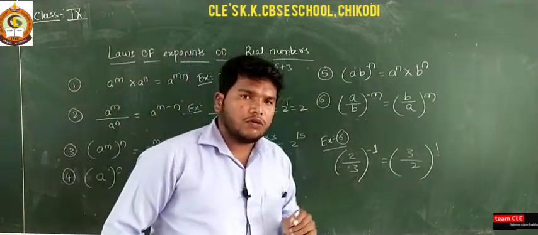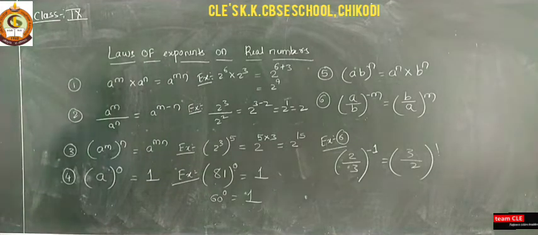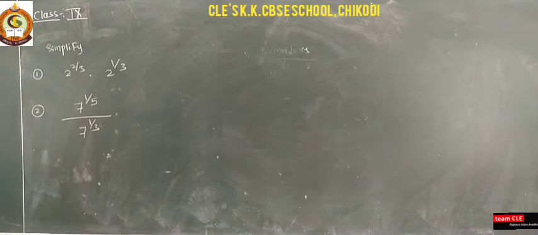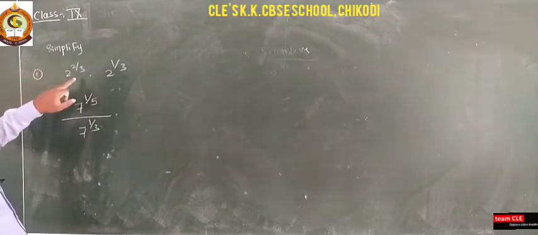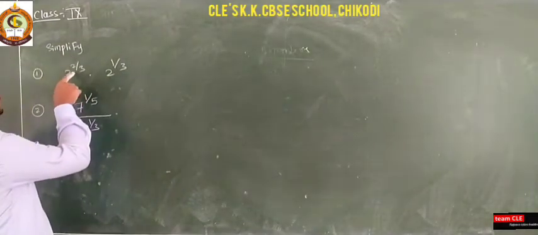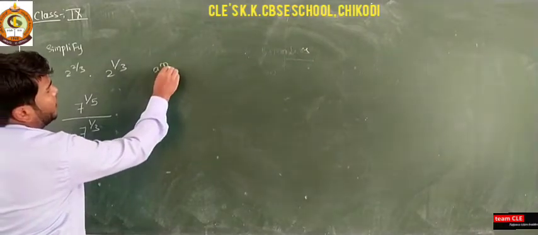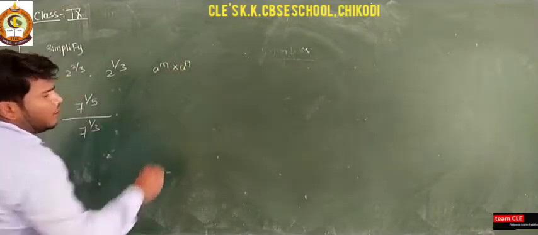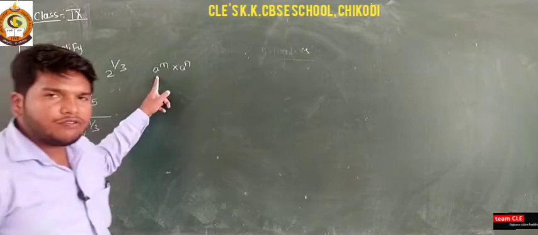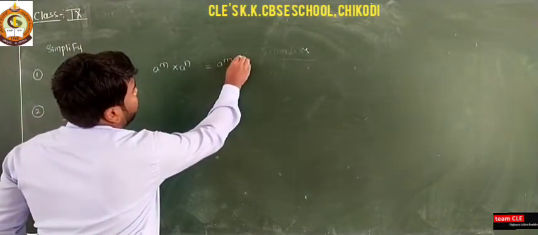Go through this video and take some of the problems, and some more examples I am going to solve. So now I am going to solve some more examples, that is, simplify, from your textbook, that is in the form of a^m. That is, first one, 2^(2/3) into 2^(1/3). This is of the form a^m into a^n, which means you can write this as a^(m+n).